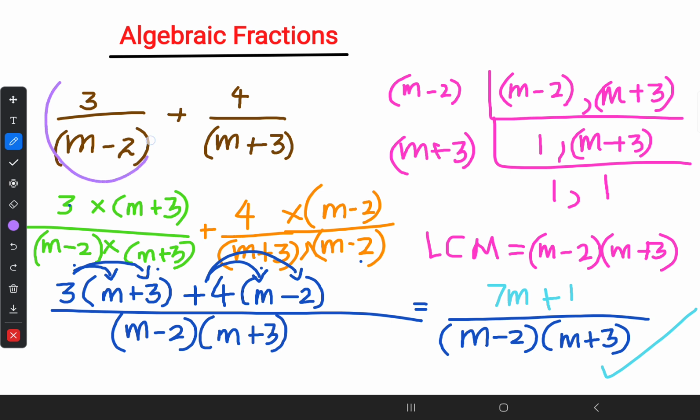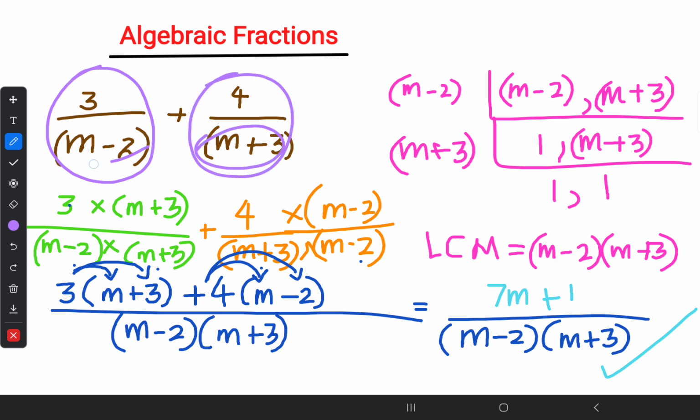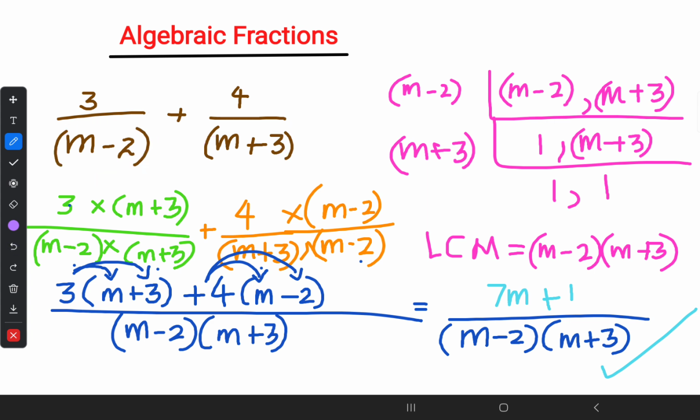Now, you can multiply the first fraction by the next denominator. The next fraction should be multiplied with the first denominator. That one is also possible. I'll repeat again: the first fraction should be multiplied with the next denominator, and the next fraction should be multiplied with the first denominator. But in some cases, that's not possible at all. So that's why I use the proper method to explain this question to you.